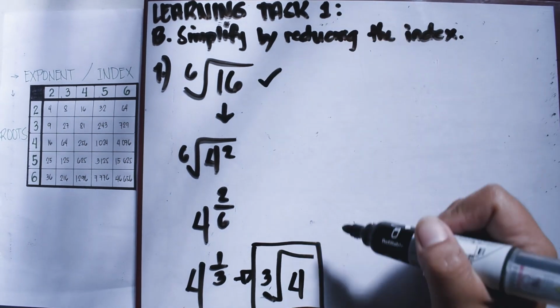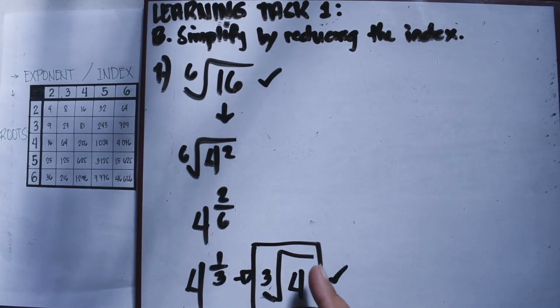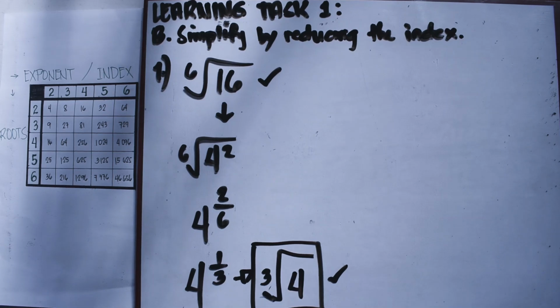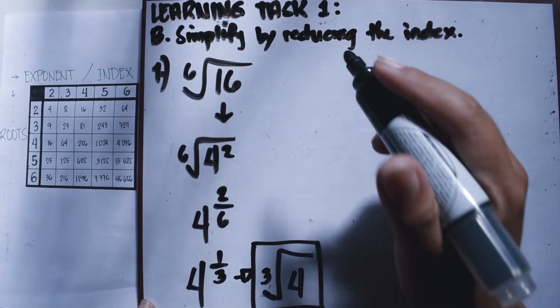So, ibig sabihin, ito at saka ito ay pareho lang. Pinaliit lang ni ma'am yung index. So, pag tinype nyo yan sa calculator, yung decimal na answer nyan will be the same dapat. So, nakuha. So, again, ito na po yung final answer sa number 1. Madali lang naman, di ba? Okay, let's now proceed agad with number 2 na tayo.